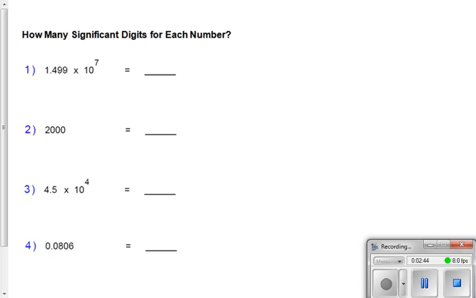Keeping in mind those 5 rules that you have listed above on your paper, you're going to determine if these numbers here are significant. So 1.499 times 10 to the 7th power. These are all non-zero numbers, therefore they are all significant. So this has 4 significant digits according to rule number 1 on your sheet of paper.